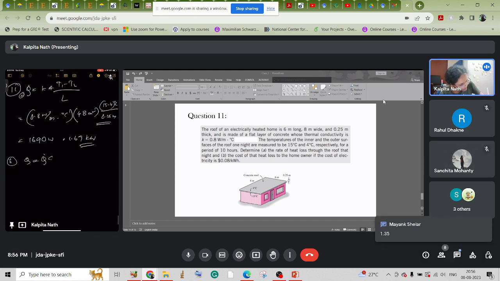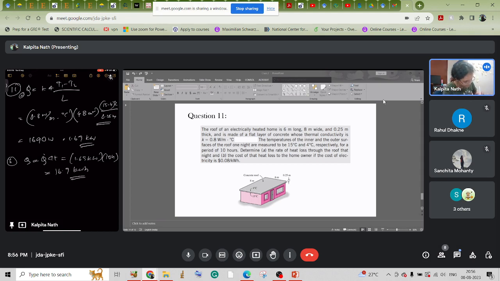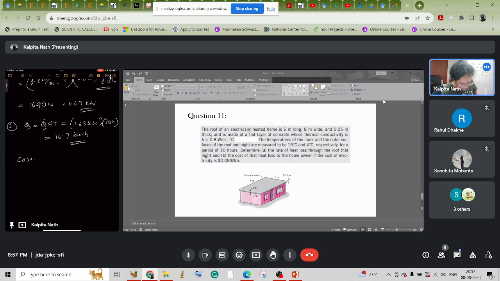So how come we will solve this? This is Q as Q dot delta T, that is 1.69 kilowatt into 10 hour, total 10 hour, for which it is lost. So 16.9 kilowatt hour, this is the total energy. Then cost is per unit energy, it's 0.08 dollar per kilowatt hour. So this is 16.9 kilowatt hour. So this comes out to be $1.35.